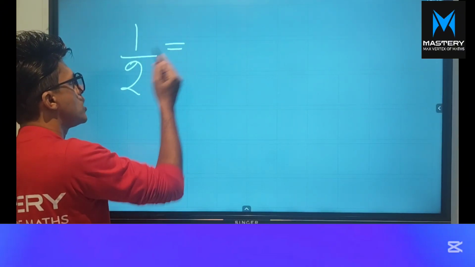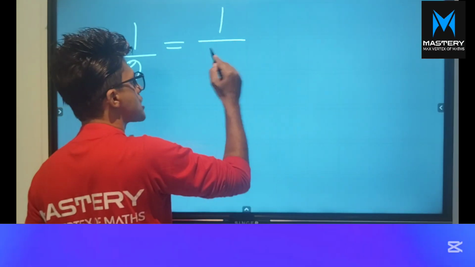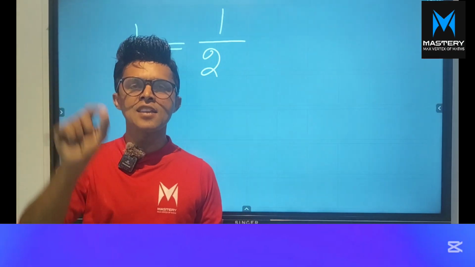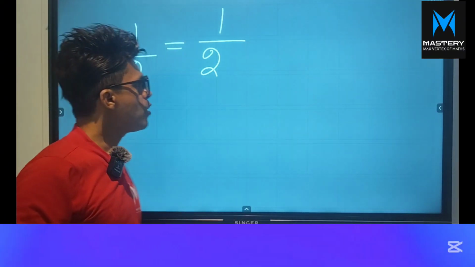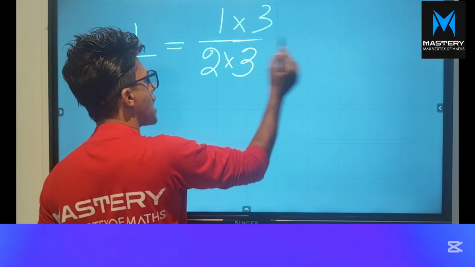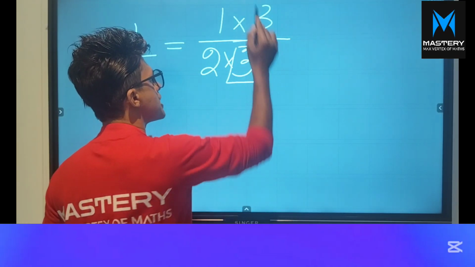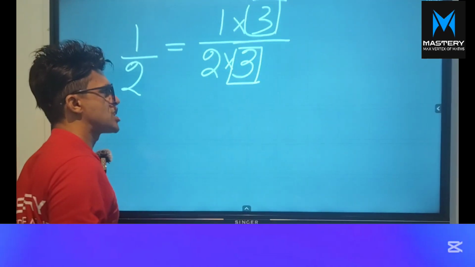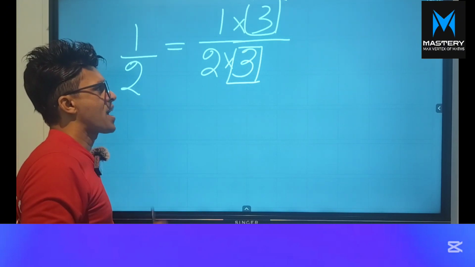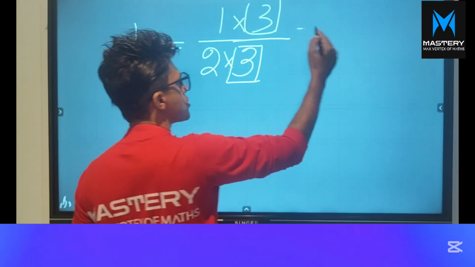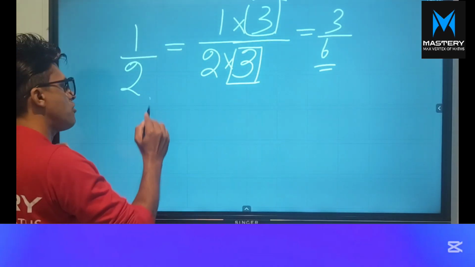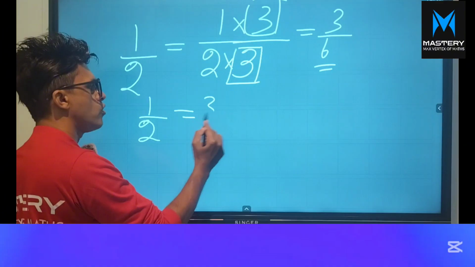Let's take this half. Previously I multiplied both denominator and numerator using 2. Now I could multiply both sides using 3. The denominator can be multiplied by 3, numerator as well. I put the digit 3 into these boxes so that you can see, but when you write, there is no need of writing these boxes. Then 1 times 3 is 3, 2 times 3 is 6. The other equivalent fraction to this half is 3 over 6.